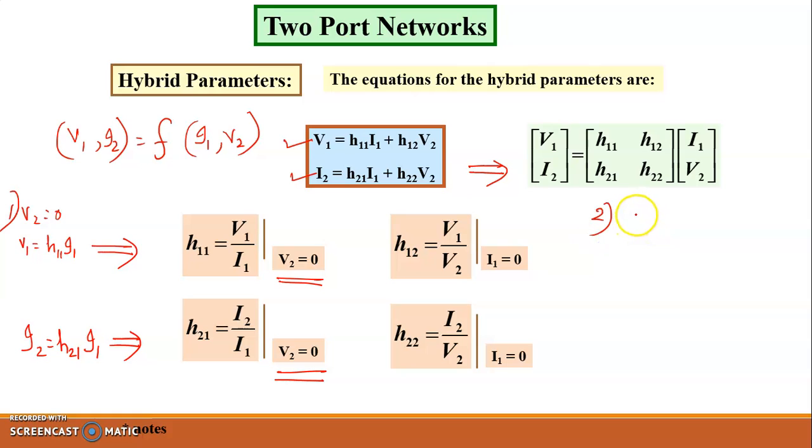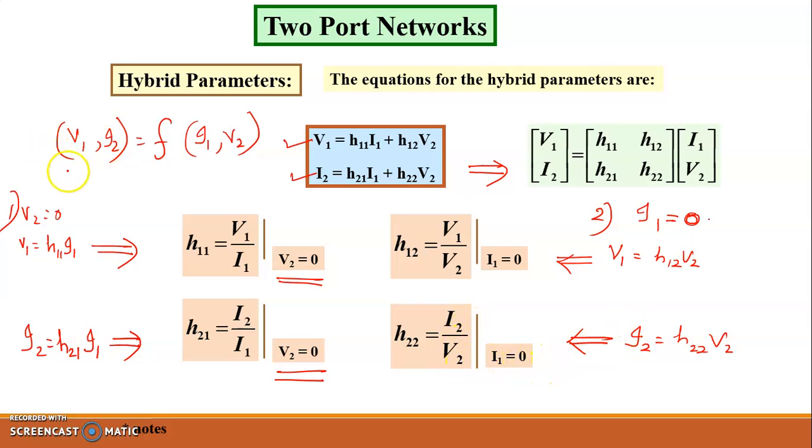Then the second case is I need to make the input port open circuit. Input port open circuit means I need to make my I1 equal to 0. If my input port is open circuited, then I have the first equation as V1 is equal to H12 V2, and from this equation I can solve for H12 is equal to V1 by V2 at I1 equal to 0. For the same condition, the second equation is given by I2 is equal to H22 V2, and from this I can write H22 is equal to I2 by V2 at I1 equal to 0.